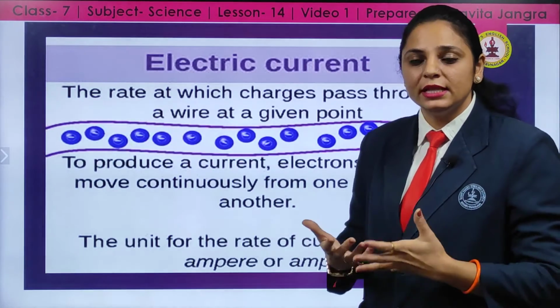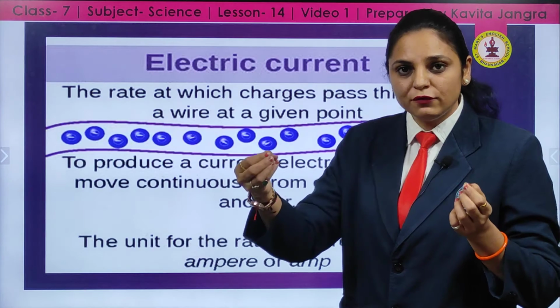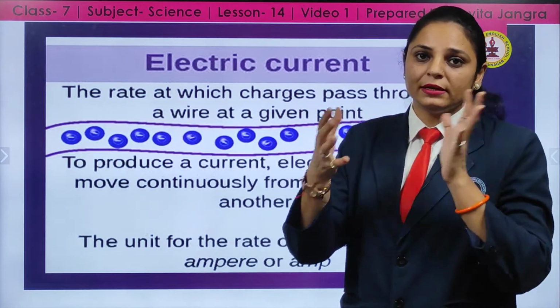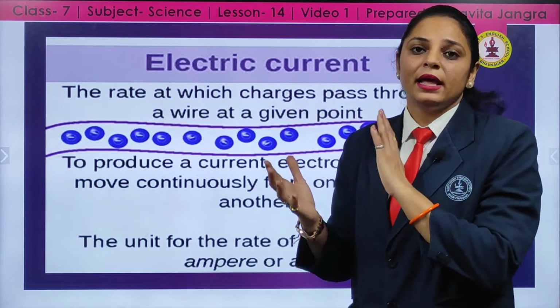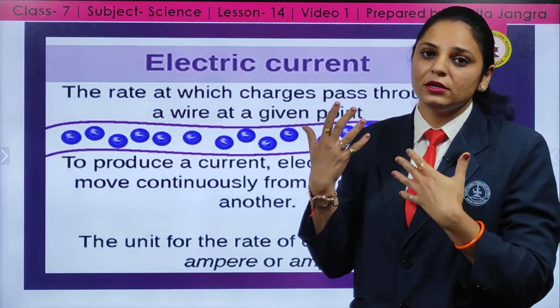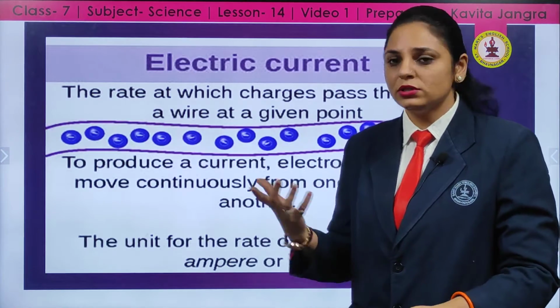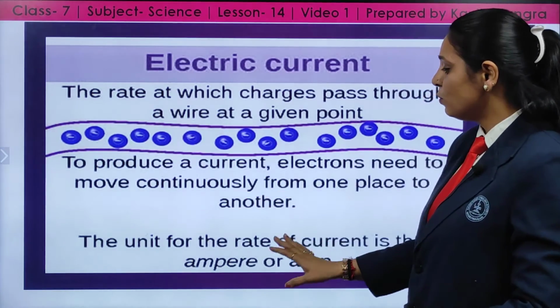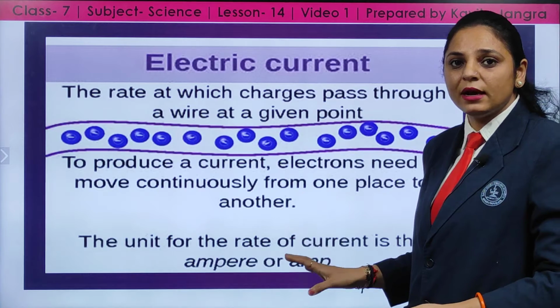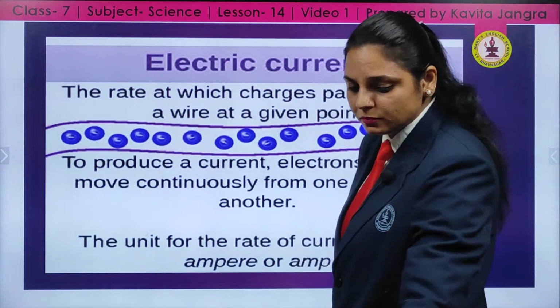Actually, there are a number of electrons flowing through that wire, through that cell. That's why any appliance is able to work. So the cause of the flow of electricity is due to electrons, ultimately. What is the unit to measure the current? That is ampere, denoted by A.